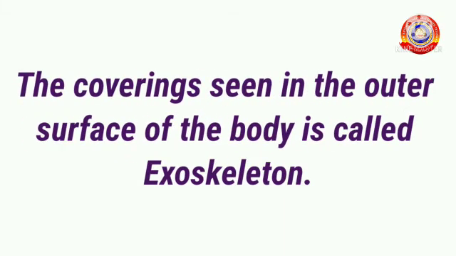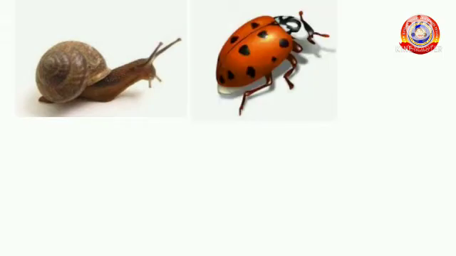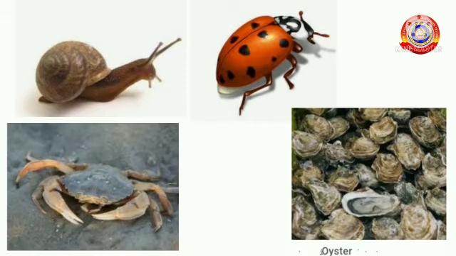There are two types of skeleton, exoskeleton and endoskeleton. The covering seen on the outer surface of the body is called exoskeleton. The organisms which possess exoskeleton are snail, beetle, crab, oyster, etc.